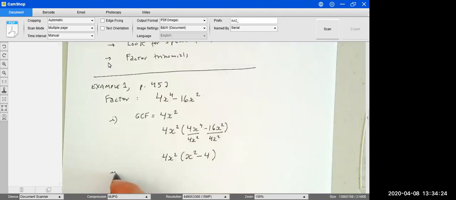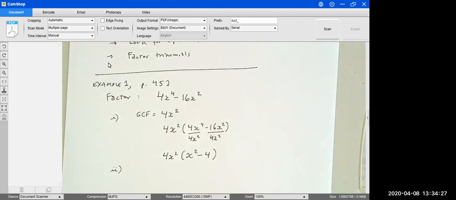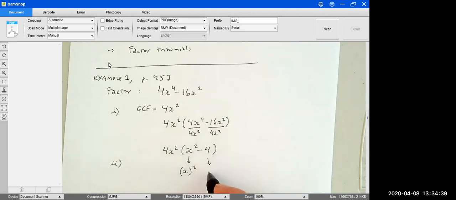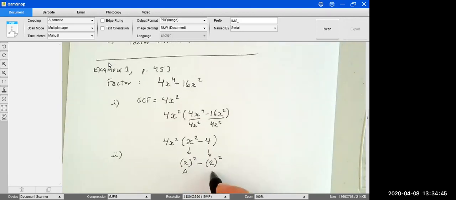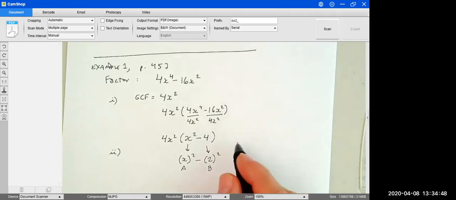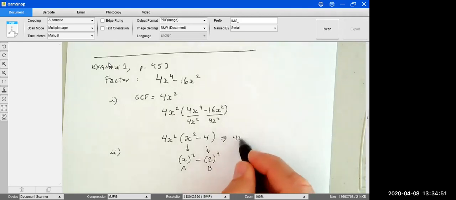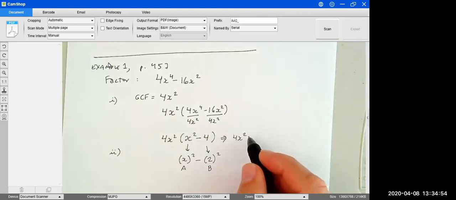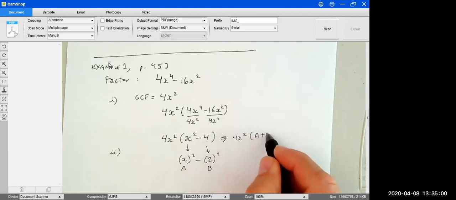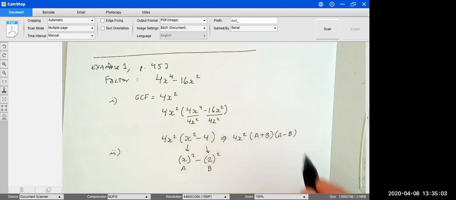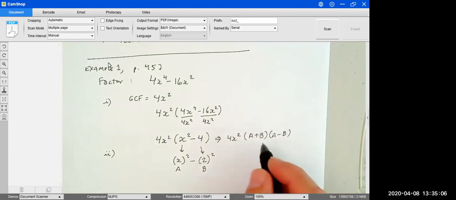Then the next step is we're going to see whether we can apply a special form formula. So you can see here that you have the difference of two perfect squares. So you can rewrite this as x squared, and 4 can be written also as a perfect square by writing 2 squared. So this is going to be my a, this is going to be my b. So now I can write 4x squared, which is the greatest common factor that we factored out before. And then we're going to have to write a plus b times a minus b, because that's the special form formula that we're going to use.